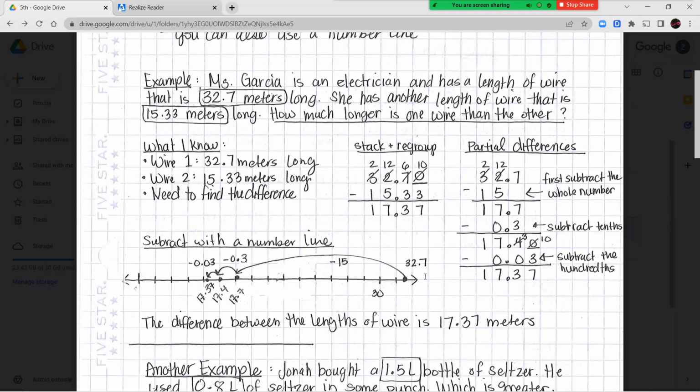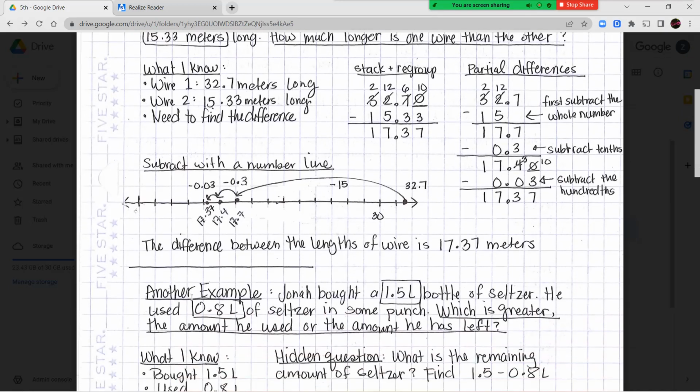I'm going to start at 32 and 7/10. I'm going to subtract 15, my whole number part, which would get me to 17 and 7/10. I'm going to subtract from that 3/10. That would get me to 17 and 4/10. And subtract 3 hundredths from that, and that got me to 17 and 37 hundredths. The difference between the lengths of wire is 17 and 37 hundredths of a meter.